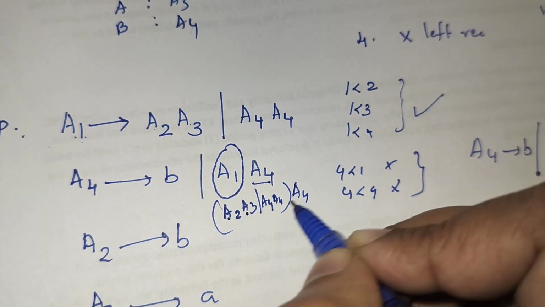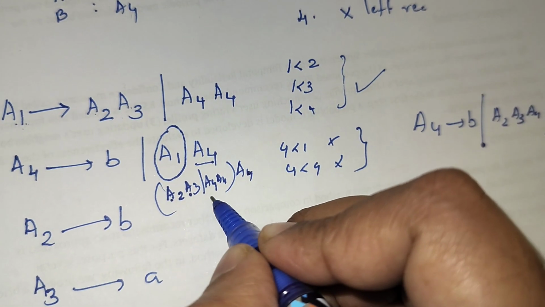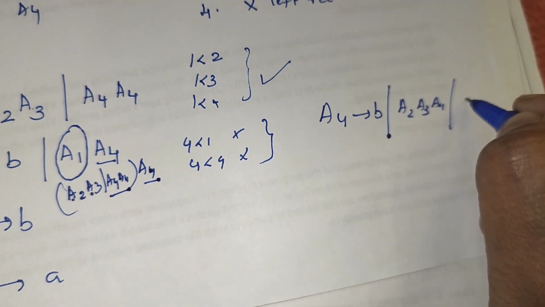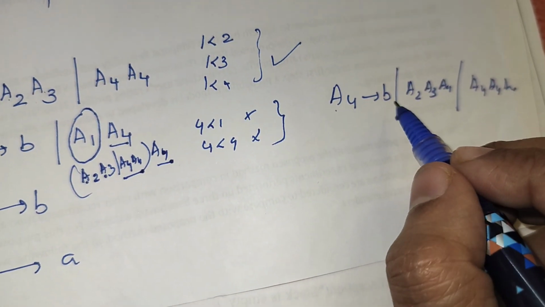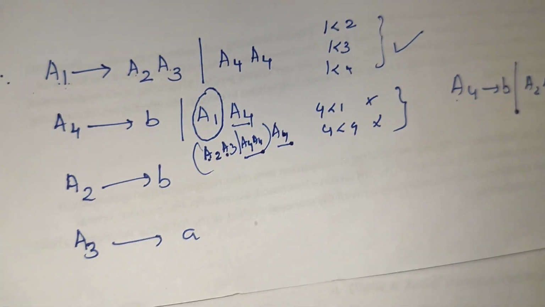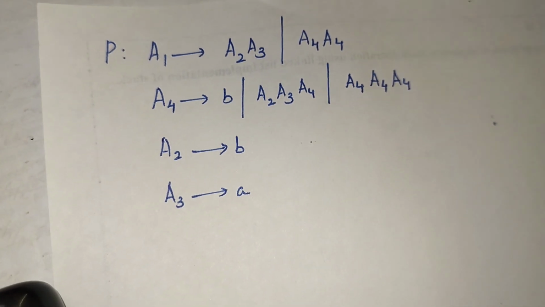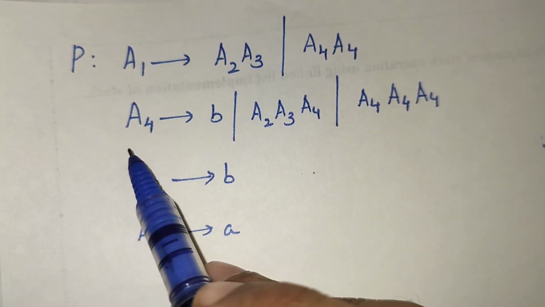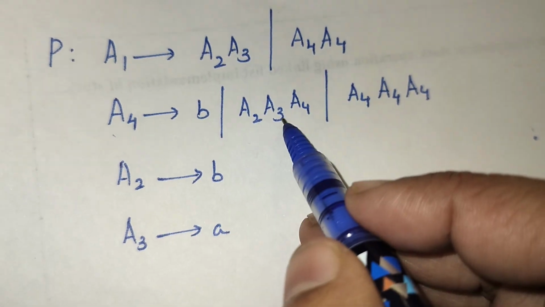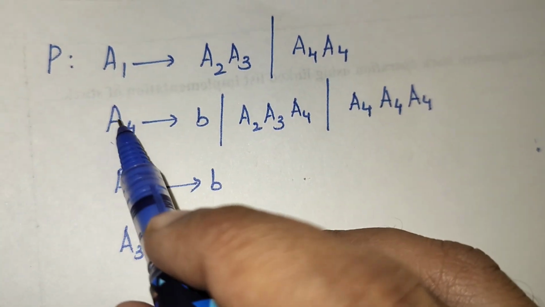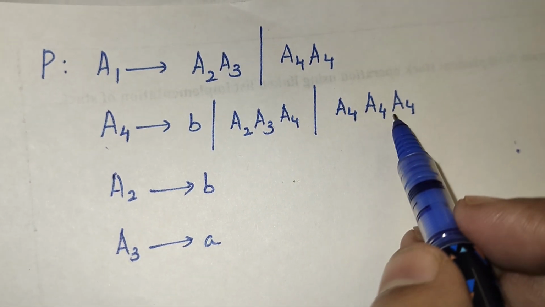So A2, A3, A4, A2, A3, A4 bar, A4, A4, A4, like normal mathematics. Now A4 is this: A4 gives B, A2, A3, A4, A4, A4, A4. So after rewriting A4, we got this production. Now again check. After rewriting A4, we need to check whether it is in that particular format. 4 is less than 2? No. 4 is less than 3? No. 4 is less than 4? No. Similarly, 4 not less than 4, condition violated.